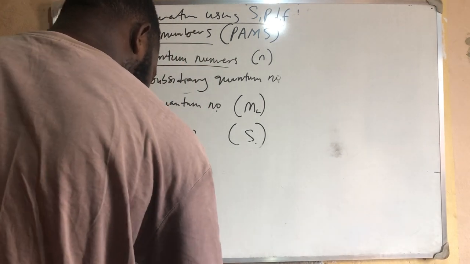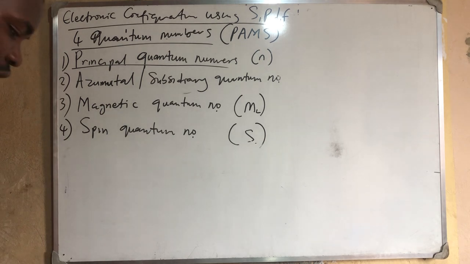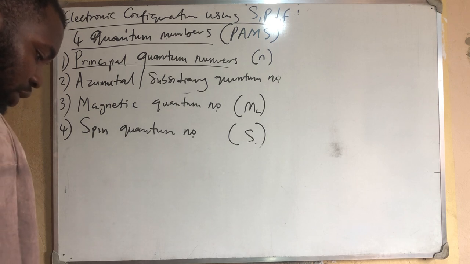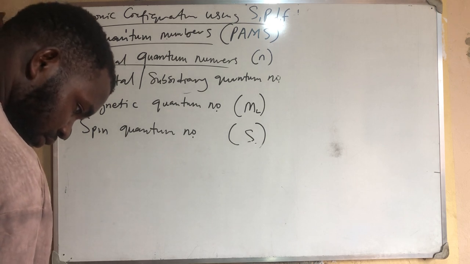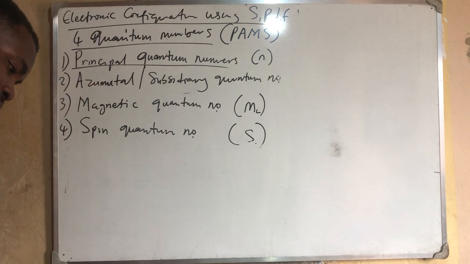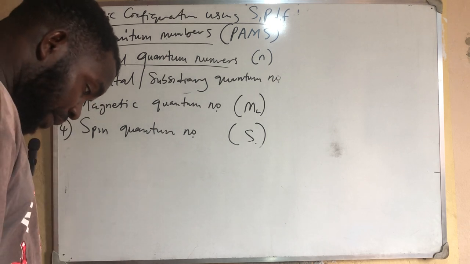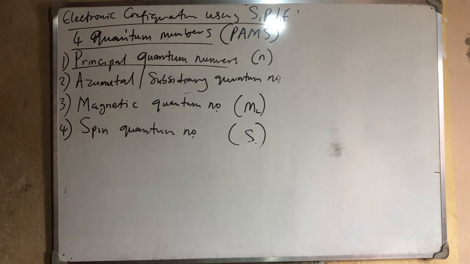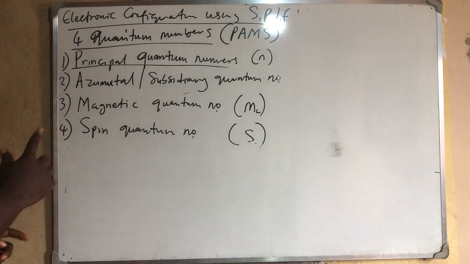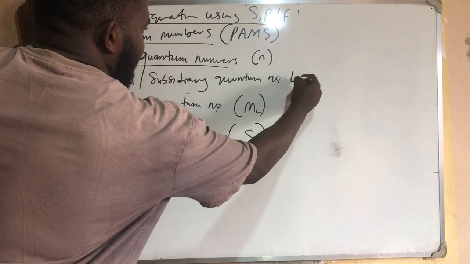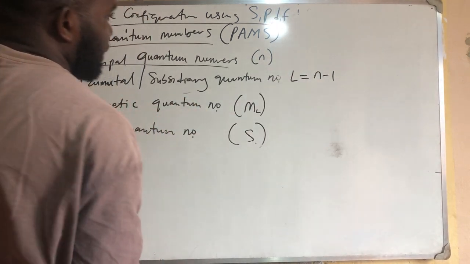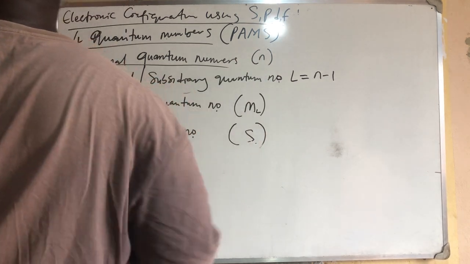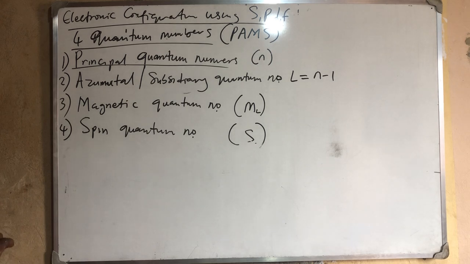This quantum number gives the number of orbitals in each energy sublevel. In other words, the magnetic quantum number gives the number of orbitals from the azimuthal quantum number, as shown below. Now, each of them are connected. Don't forget that this one is given by L, and the formula is n minus 1. Then this one is gotten from this one, and I'm going to tell you how they are related.